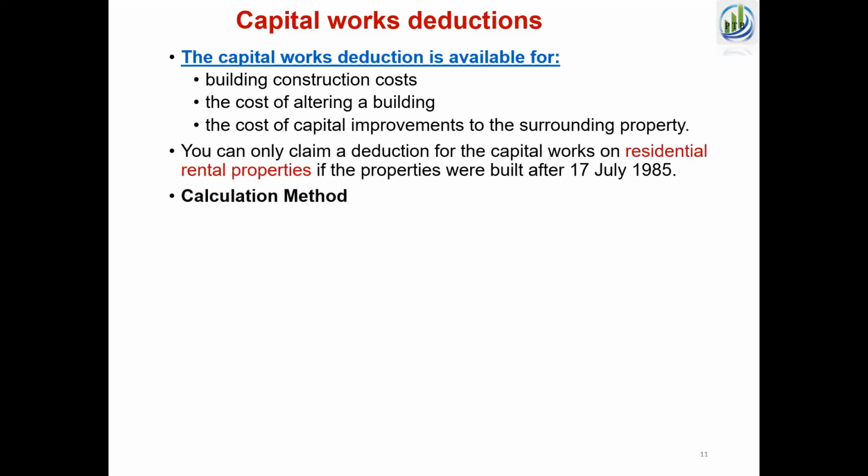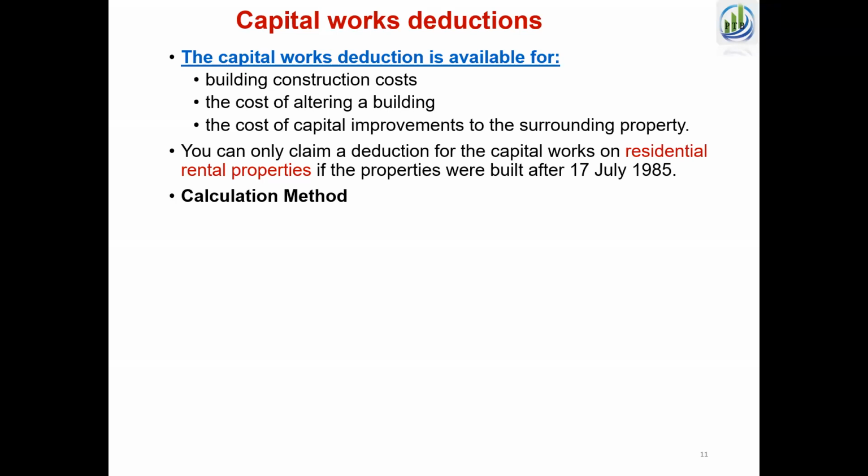Right? So for a residential rental property, if the construction cost was before 17th of July 1985, it cannot be deducted. That's saying, if your construction cost is before 17th July 1985, it's not deductible. Anything after that is possible. For example, you bought a property which was built on 1st of July 1984. Our construction cost is not deductible.